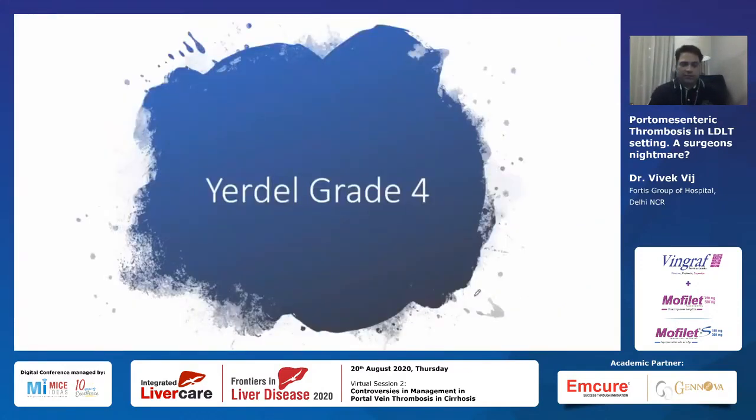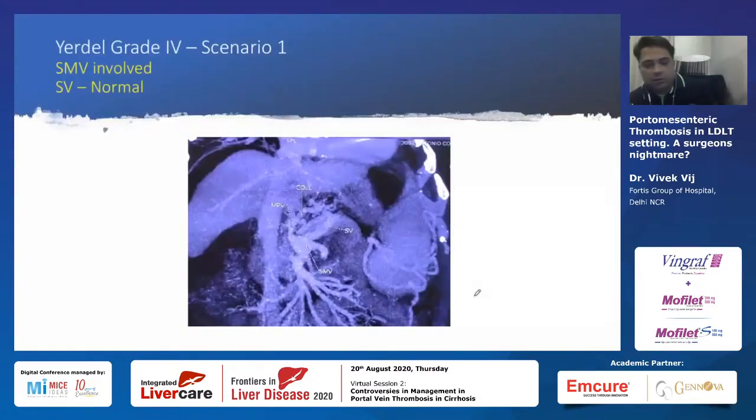So Yerdel grade 4, which is actually the nightmare for a surgeon, because the options are actually very limited. But as I told you, you should be ready with the mapping of all the collaterals, the grade of portal vein thrombosis, and the mental plan should be very clear. So I will take you through a few case scenarios in this.